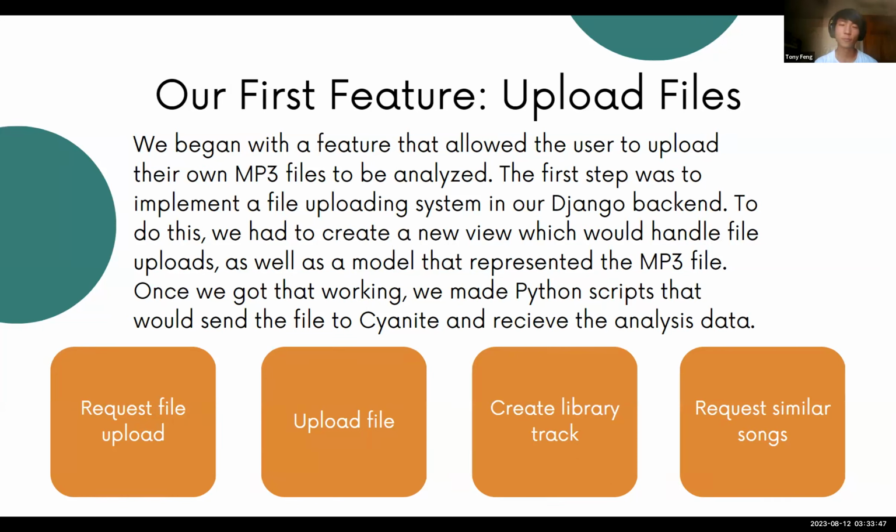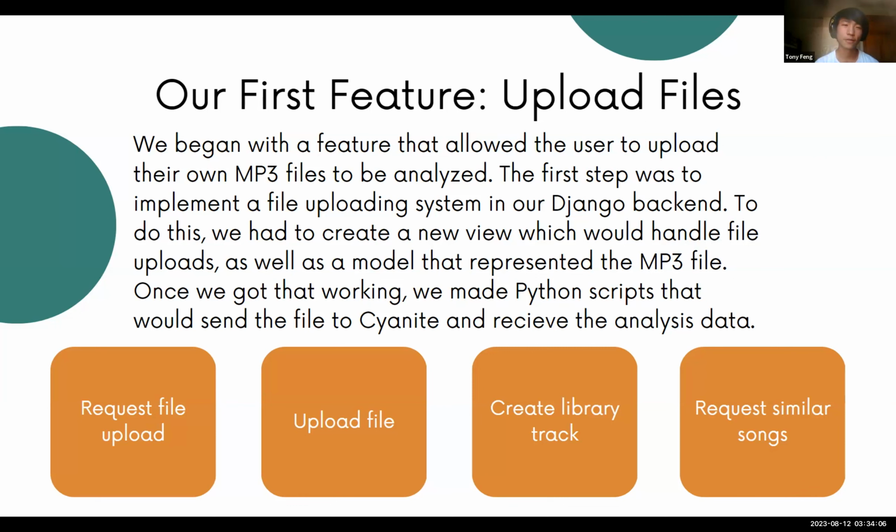Once we got that working, we made Python scripts that would send the file to Cyanite and receive the analysis data. There are 4 main parts to the Cyanite side of our file uploading feature. First, the backend sends a request to Cyanite asking if it can upload a file. Cyanite then returns a URL, which the backend uses to upload the MP3 file.